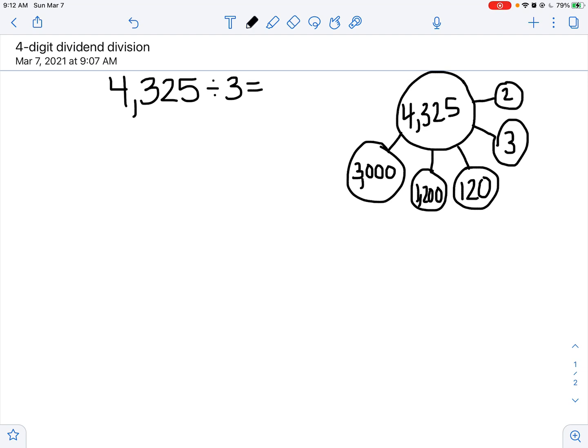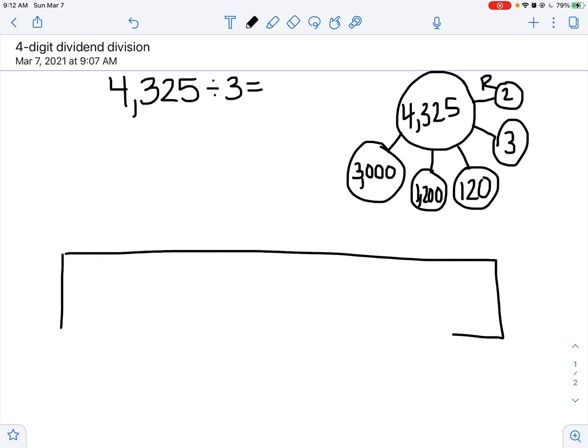So already I feel like I'm on the right track because I knew I was going to have a remainder left. So I've divided all this up into parts that I know are going to be easily divisible by 3. Now I'm going to set up my, not my place value chart, my area model. Again, I want you to think about size, folks.